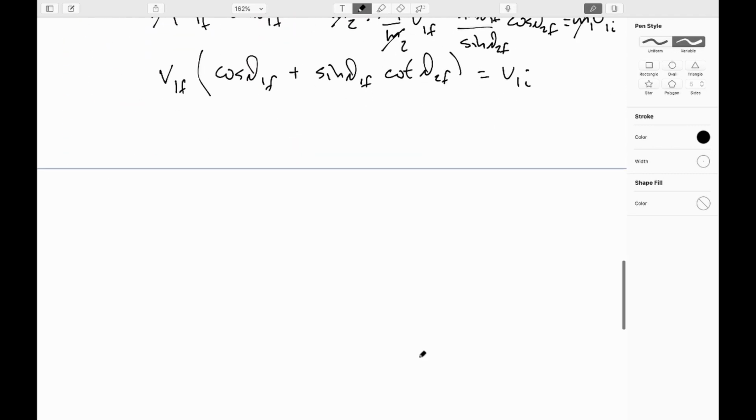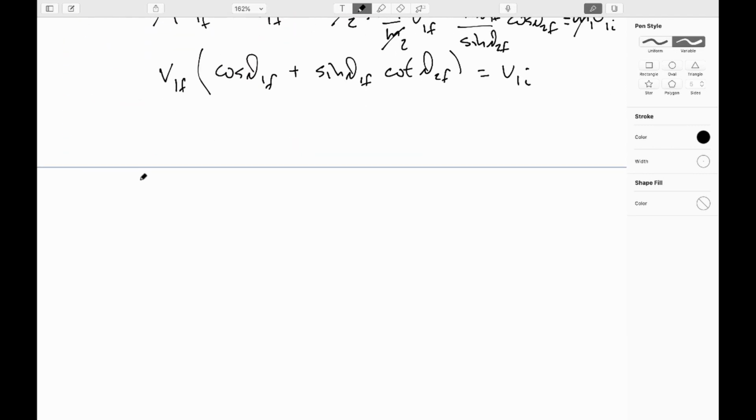All right, so all that's left is just to divide by everything in the parentheses. So V1 final equals V1 initial over cosine theta 1 final plus sine theta 1 final cotangent theta 2 final. And if you want, you can play around to make this look just a little more symmetric or whatever, but I don't feel a burning need to. I think we're good at this point.